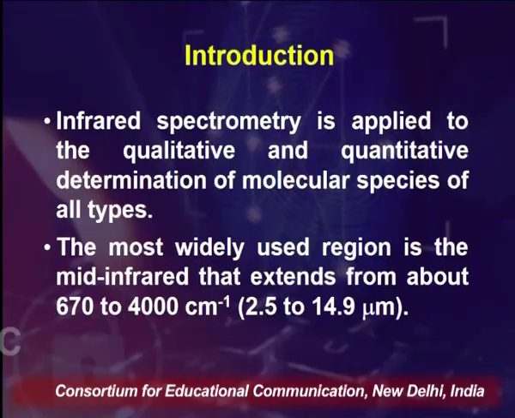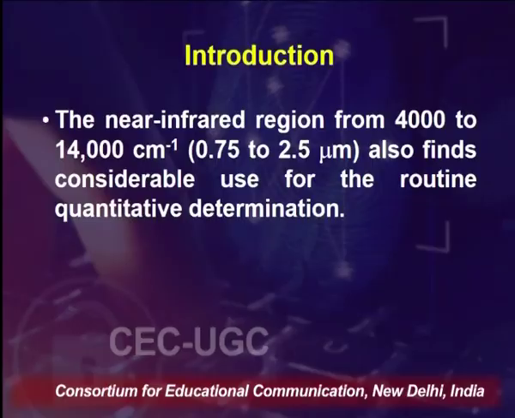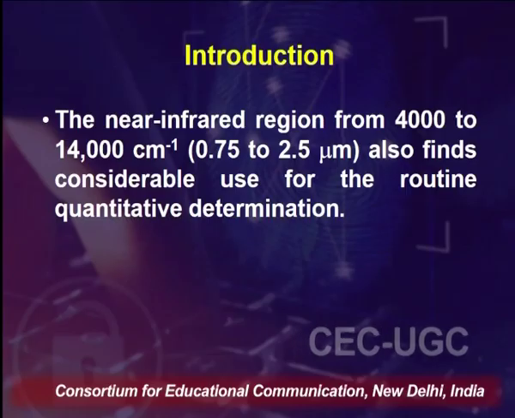In this spectrum, the infrared waves lie between the ultraviolet-visible spectrum and the microwave spectrum. The widely used region in the infrared is 670 to 4000 centimeter inverse. Most of the samples used for forensic analysis are analyzed in the window of the mid-infrared region. The near infrared region is from 4000 to 14,000 centimeter inverse. It has also found considerable use for routine quantitative determination.